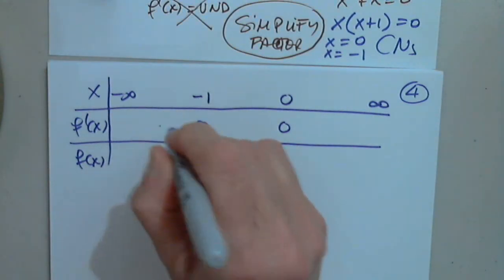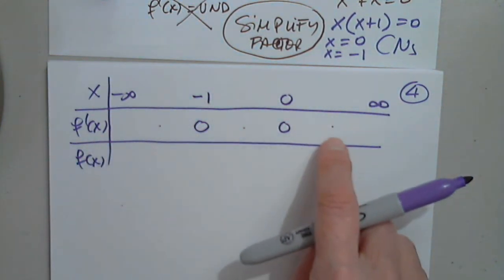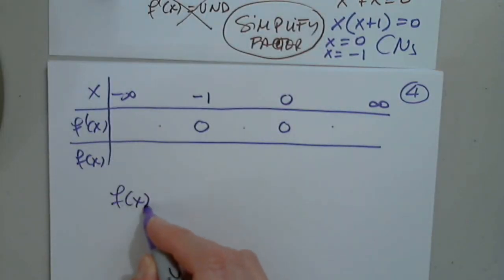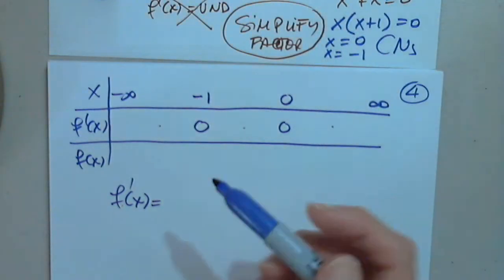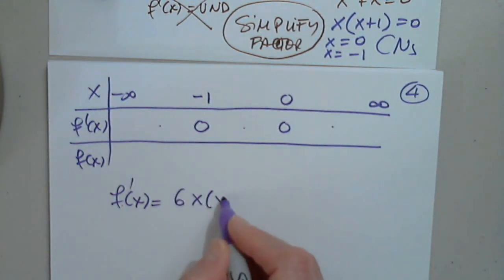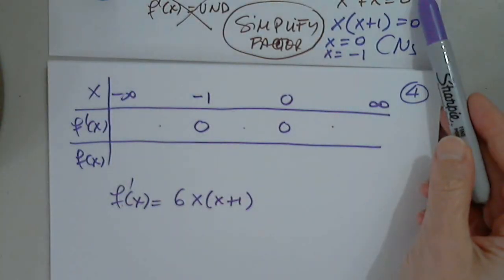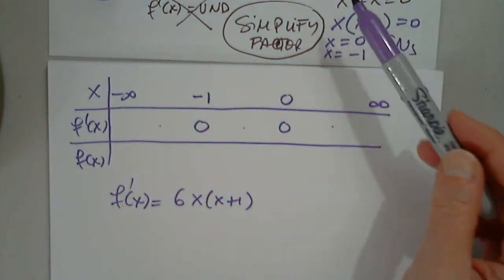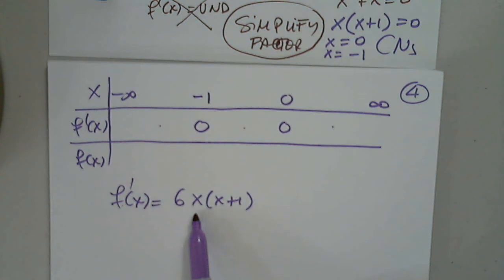Now I need to determine the sign of the derivative here, here, and here. So remember, I'm going to copy here the derivative of f of x. F prime of x is 6x times (x plus 1). That's our derivative, because I have to keep the 6. It doesn't make any difference for the sign, but that's our derivative, right? 6x squared plus 6x.